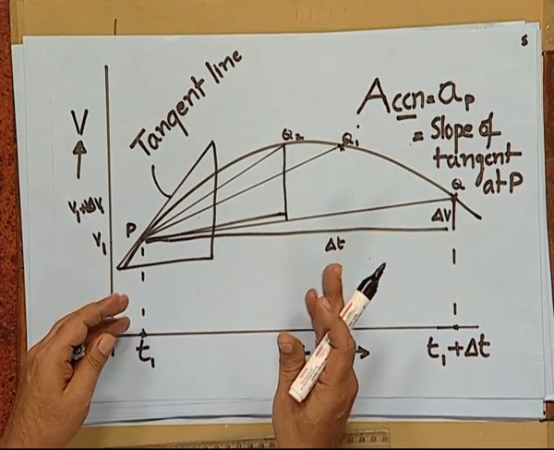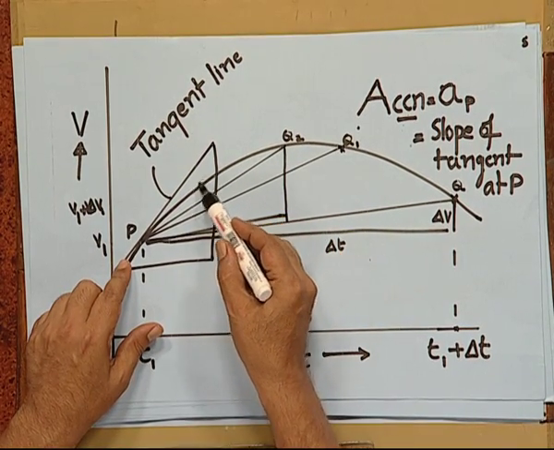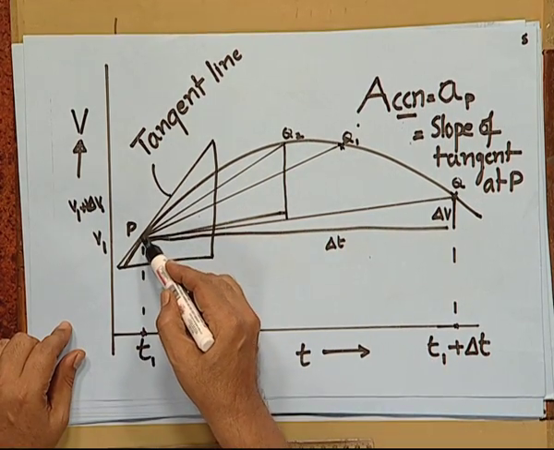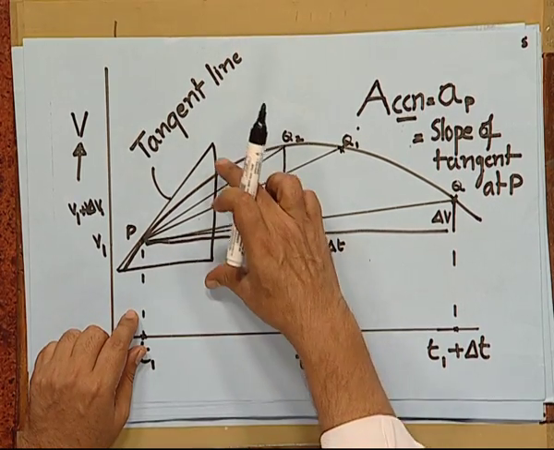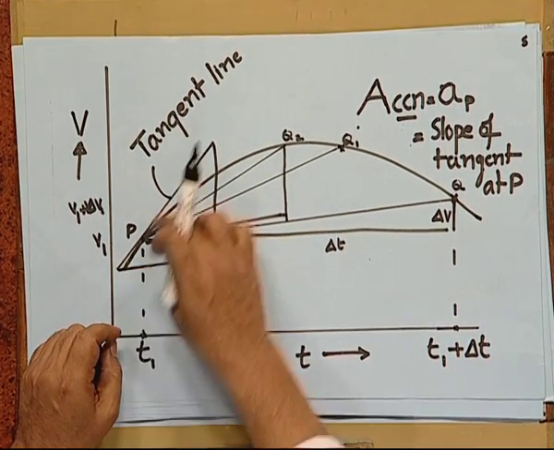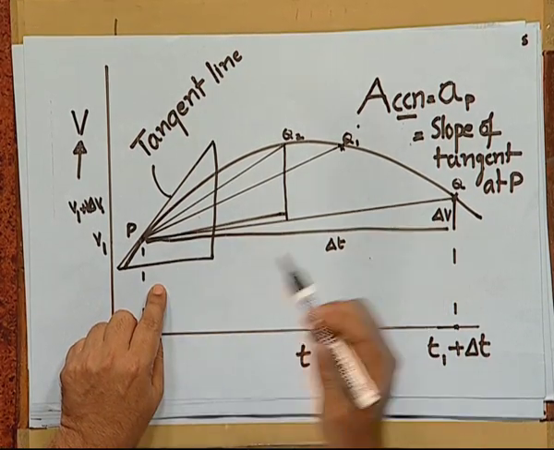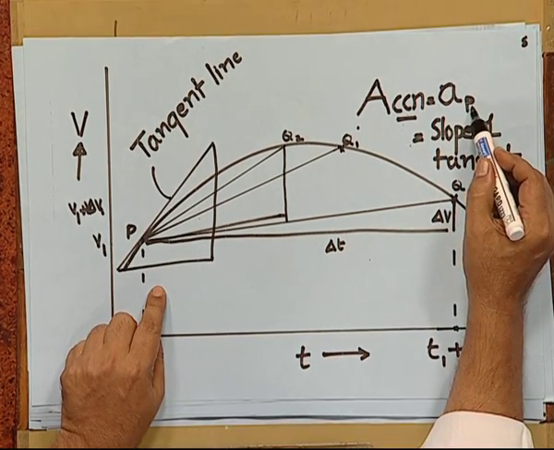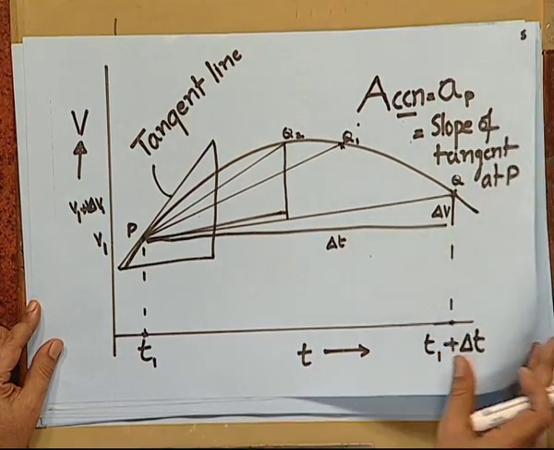It means the point Q, if it comes very close to this point P, then you get a tangent to this curve at point P. The slope of the tangent line, that is the height to the base formed by the tangent line, is called the instantaneous acceleration at point P. So, instantaneous acceleration at point P is the slope of the tangent line at P. That is how the instantaneous acceleration is defined.